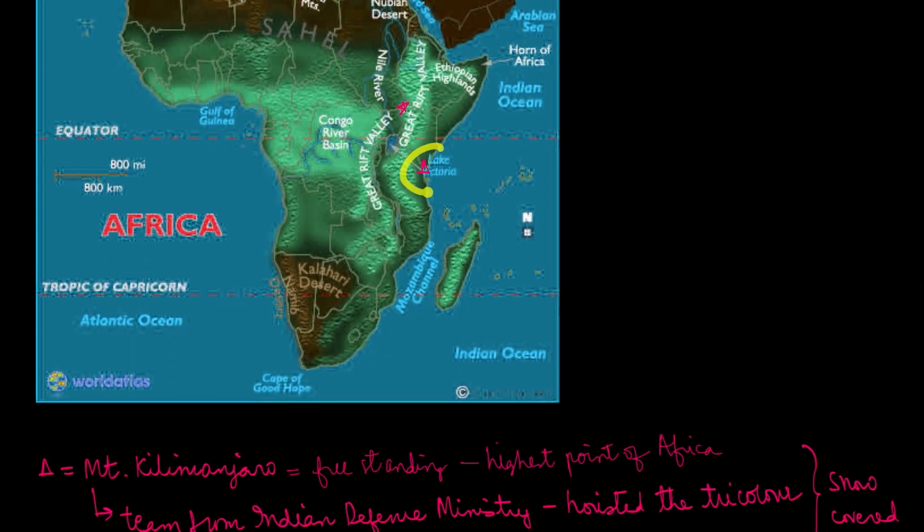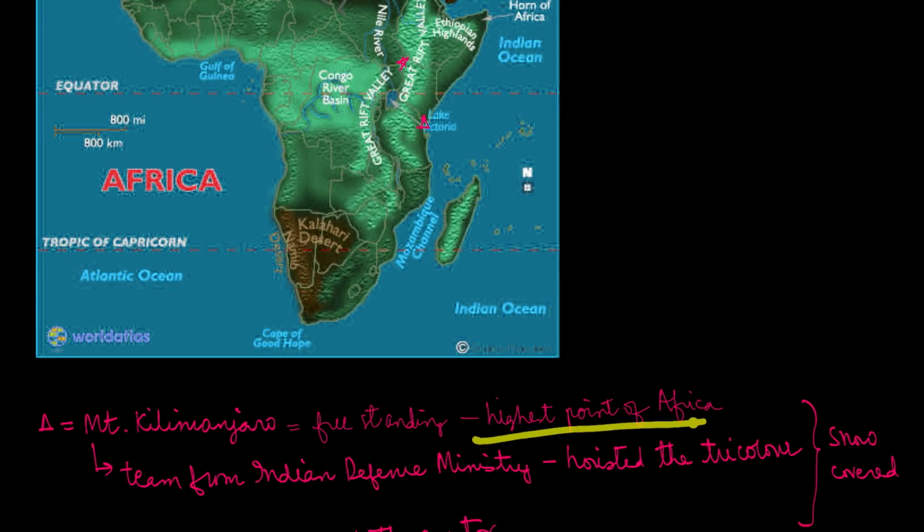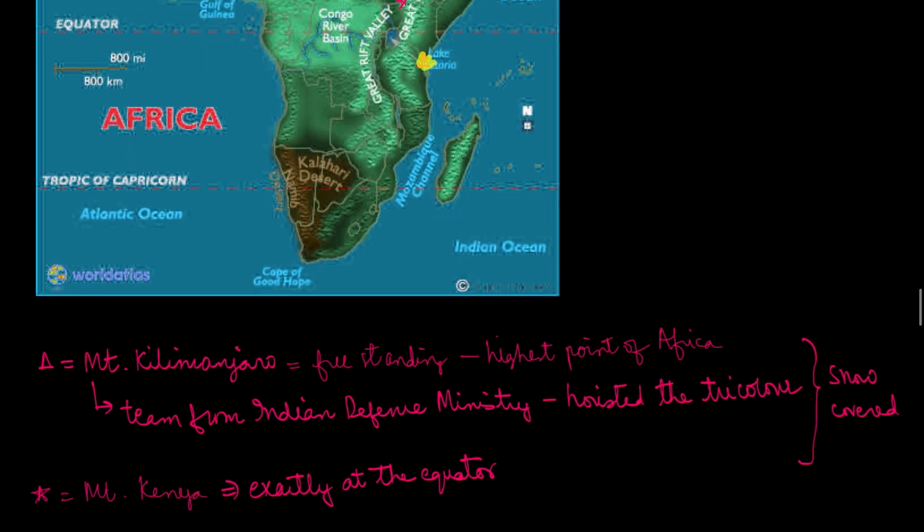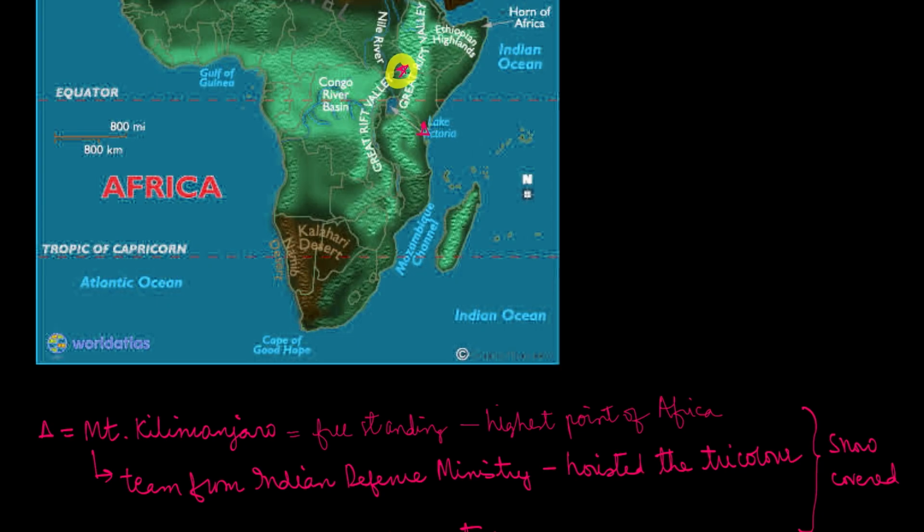Then this over here is Mount Kilimanjaro. It is a freestanding mountain, and it is the highest point of Africa. It was in the news recently because a team from the Indian Defence Ministry hoisted the tricolor over here. It is snow covered all the time, in all the seasons. And this right over here is Mount Kenya. This is exactly at the equator. I have not marked it properly, but somewhere over here is Mount Kenya, exactly at the equator.